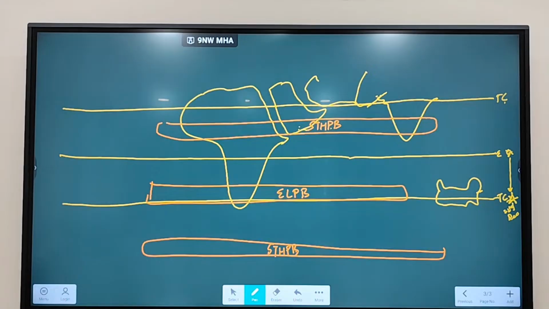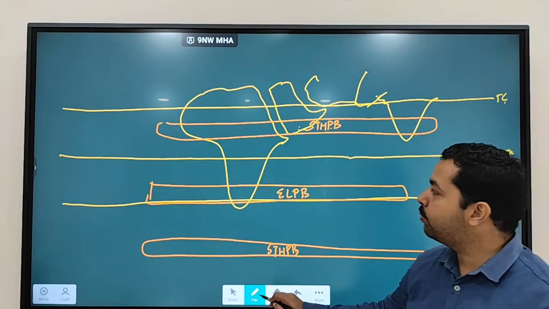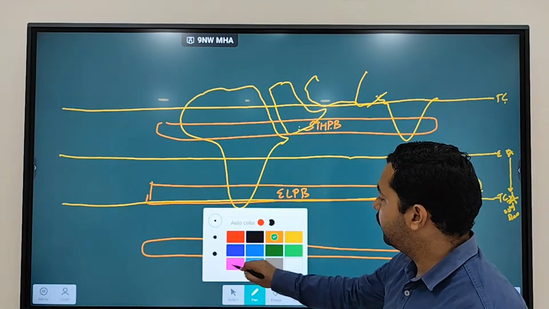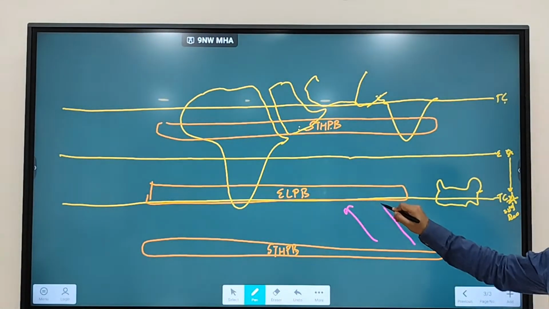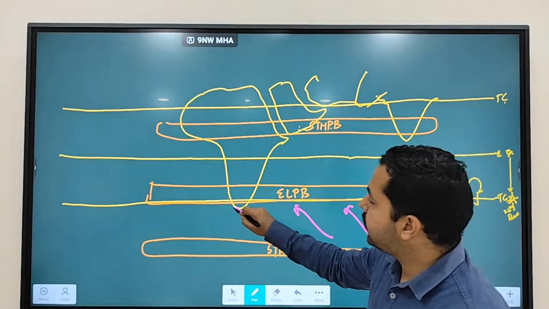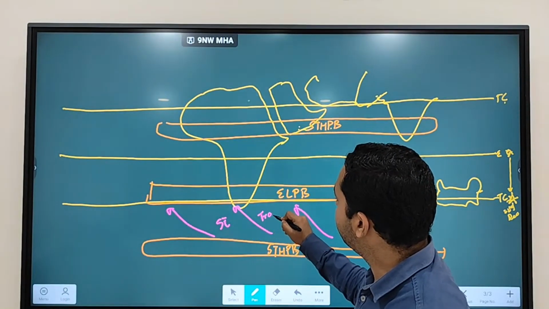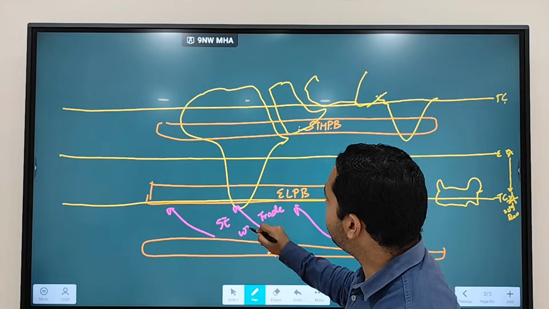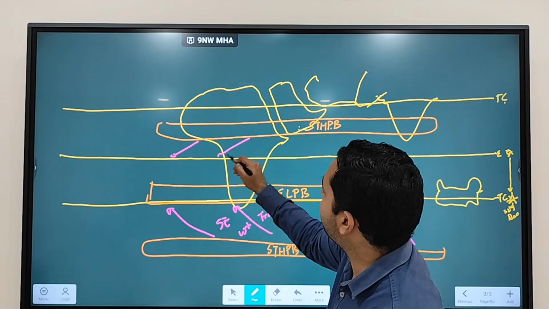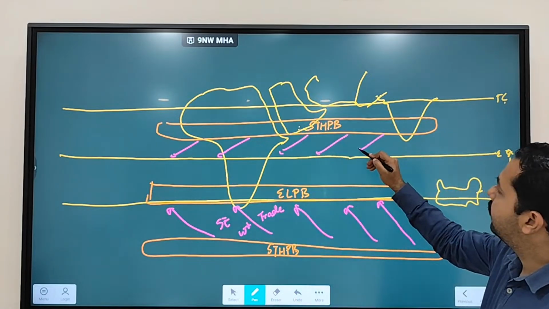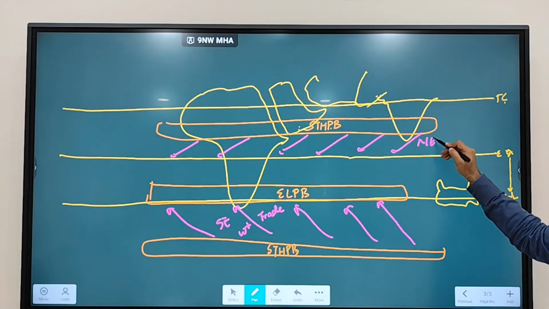In this situation now, what will happen? As we discussed, which wind blows from here to here? Yes, southeast trade wind. So it will blow from here to here, the southeast trade wind. And which wind is coming from here? Northeast trade wind. The northeast trade wind is coming.